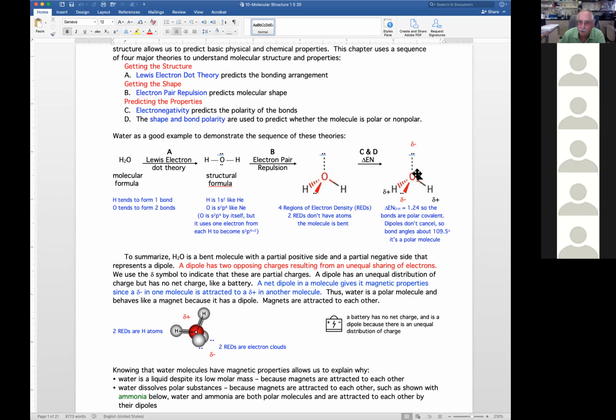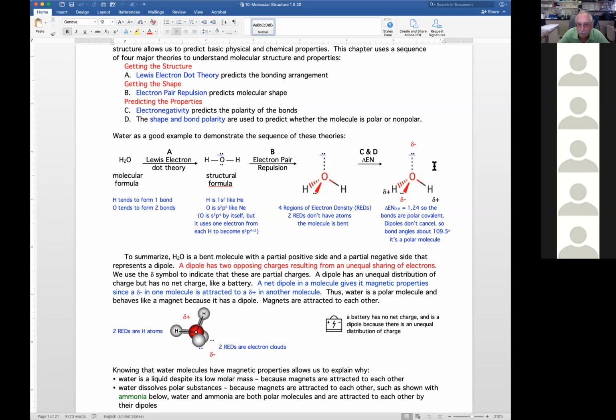Then when I go to put the partial negative charge on the oxygen, what if I were to put it right there on the oxygen? Then it would look like there's a negative charge right where the nucleus is. So that doesn't make sense. So what we do is we move it out to the non-bonding electron pair. So this represents the dipole between the hydrogen and the oxygen. And you know what? We have another one over here. So the point of the matter is, the water molecule now has partial charges.